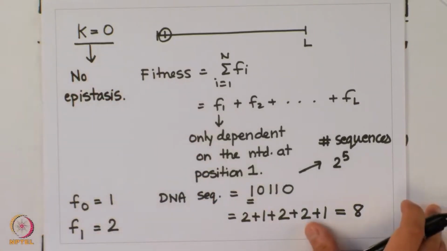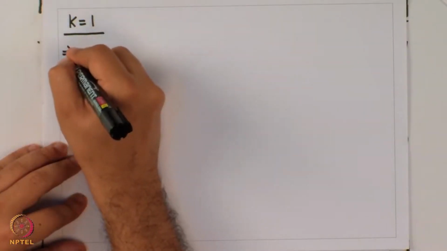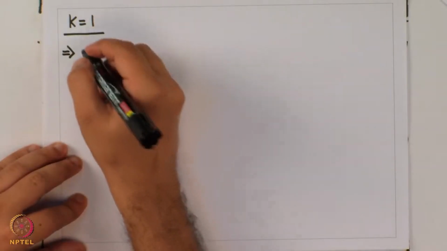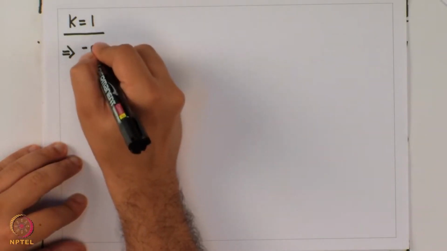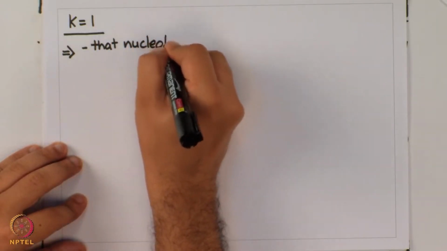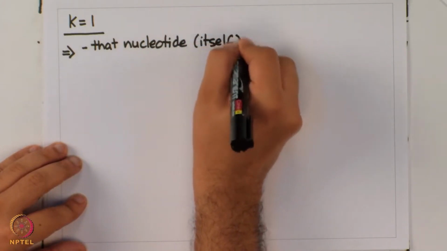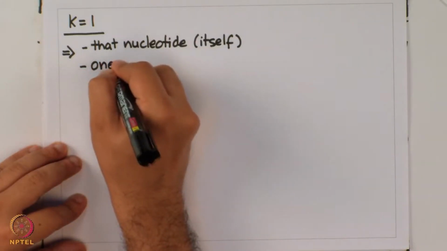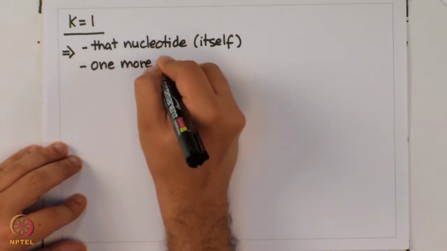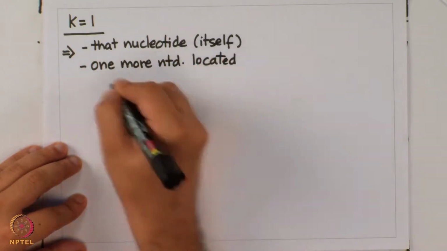Okay. What happens if we incorporate epistasis? So, let us again choose k equal to 1. What that implies is that the fitness contribution of a nucleotide depends on that nucleotide which is itself, and also one more nucleotide located elsewhere.